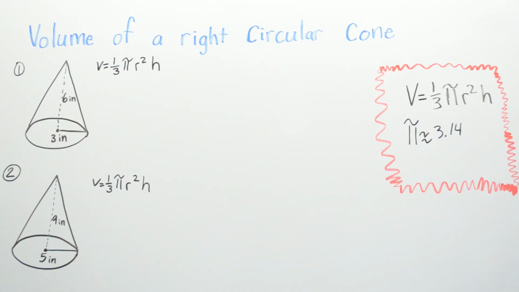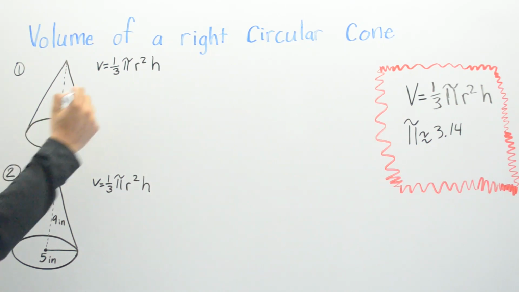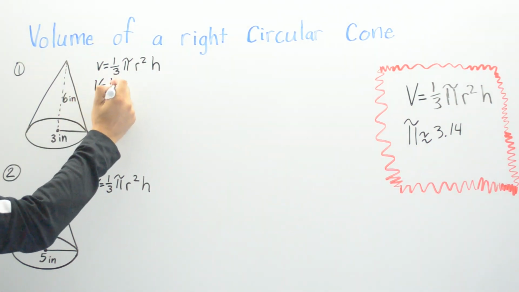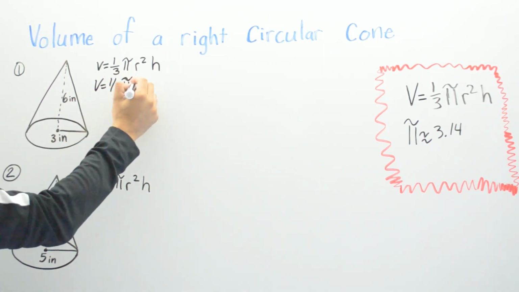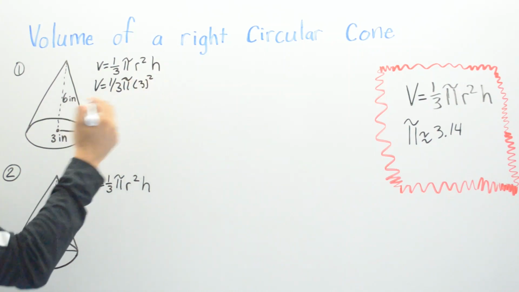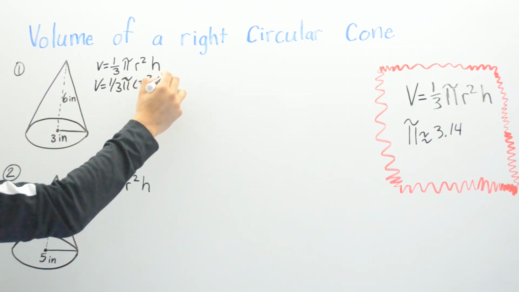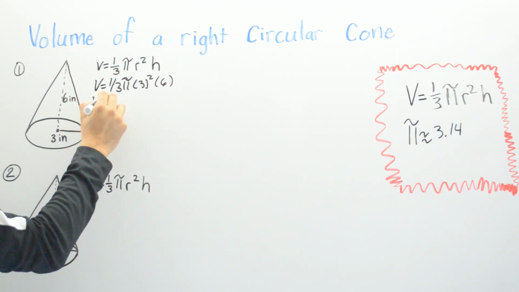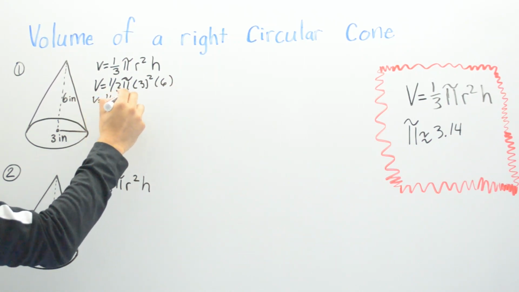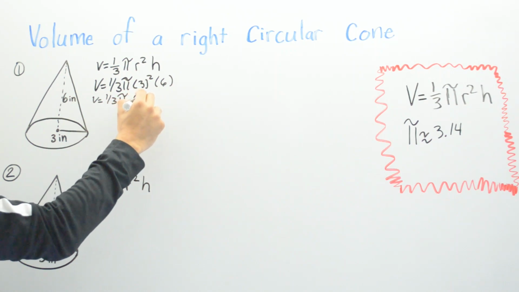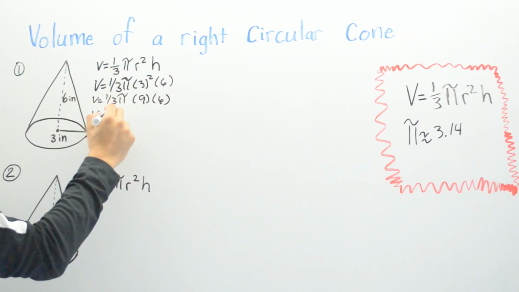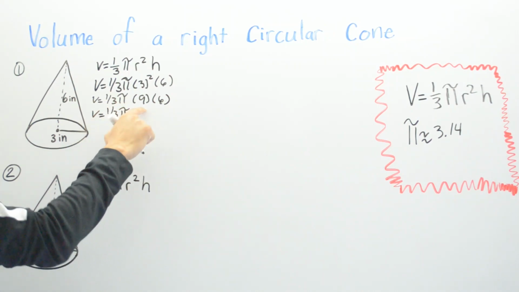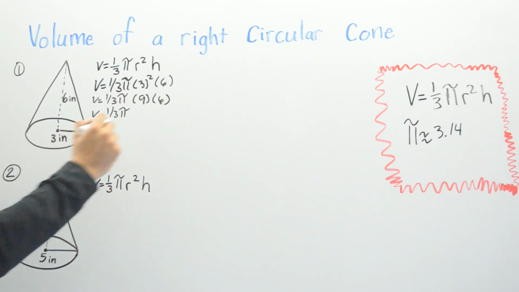Volume equals 1/3 pi times radius squared times height. And we're just going to plug in our numbers where they're supposed to go. V equals 1/3 times pi, our radius is going to be 3 squared times our height, which is going to be 6. Then we have volume equals 1/3 pi 9, then 6. Volume equals 1/3 pi, and 9 times 6 is 54.